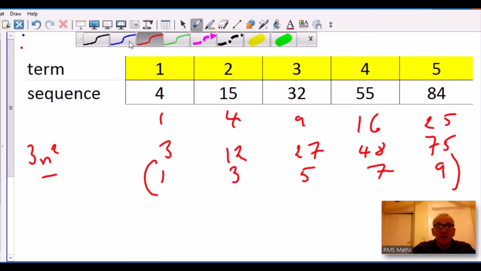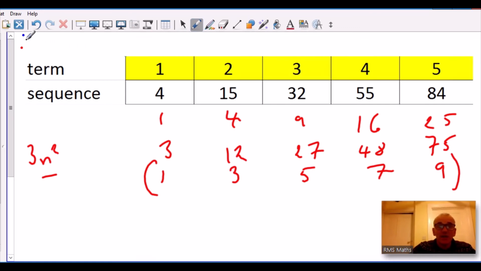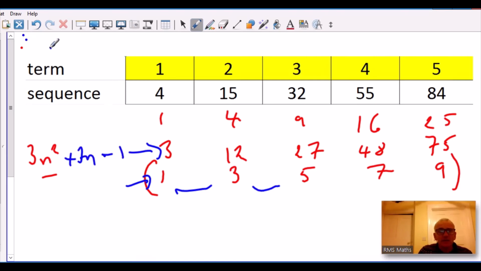Some of you may well be able to look at that and think, I know what that is, because it's going up in 2s. It's just a linear sequence, isn't it? This one is just 2n minus 1. So that's 2n minus 1, and that's 3n squared. Together they form what we're interested in. So the overall answer is going to be 3n squared, and then 2n, and then take away 1.